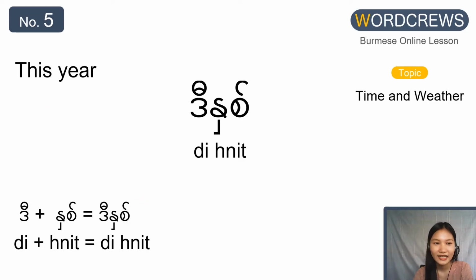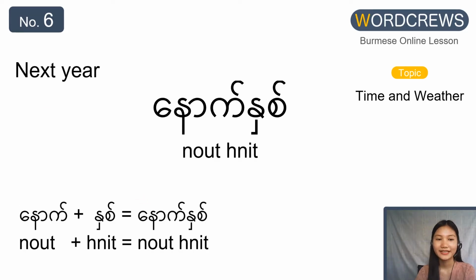The next one is next year, nauk hnit. Next means nauk and year is hnit. That's why nauk hnit. Let's see how to read it. The first one is a combination of Na and A, so we pronounce nauk. The next one is Na and It, so we pronounce hnit. Altogether, nauk hnit. Next year, nauk hnit.